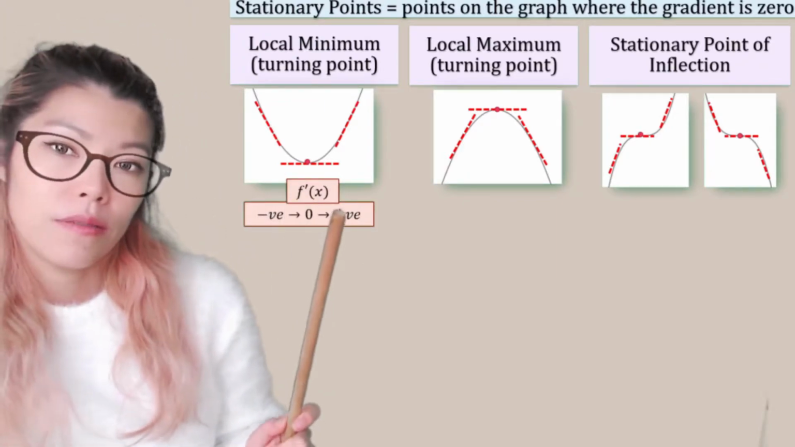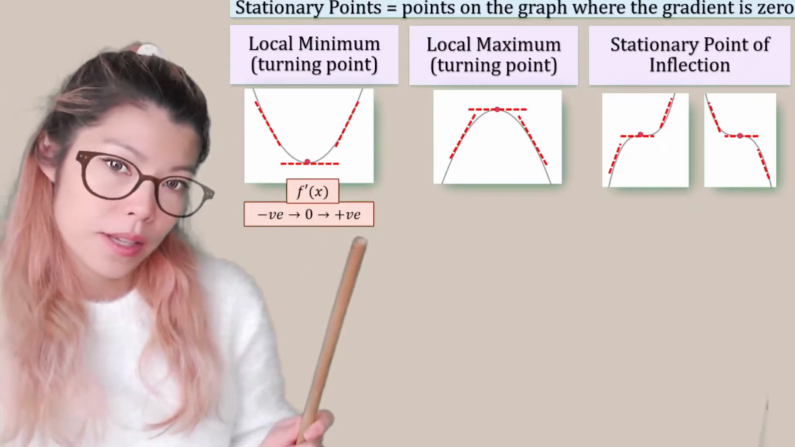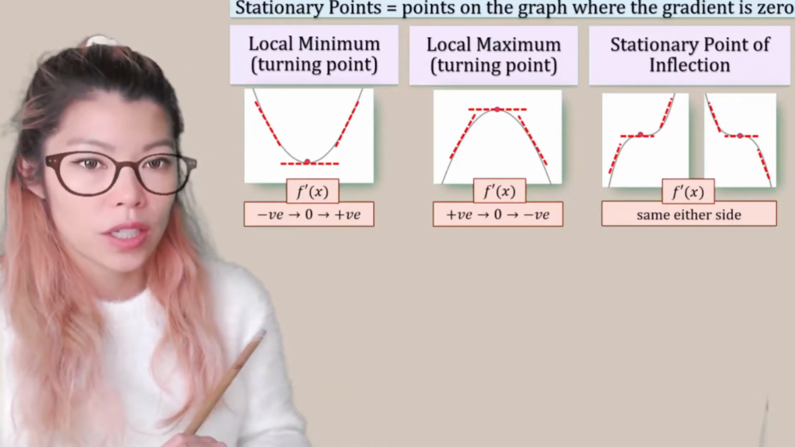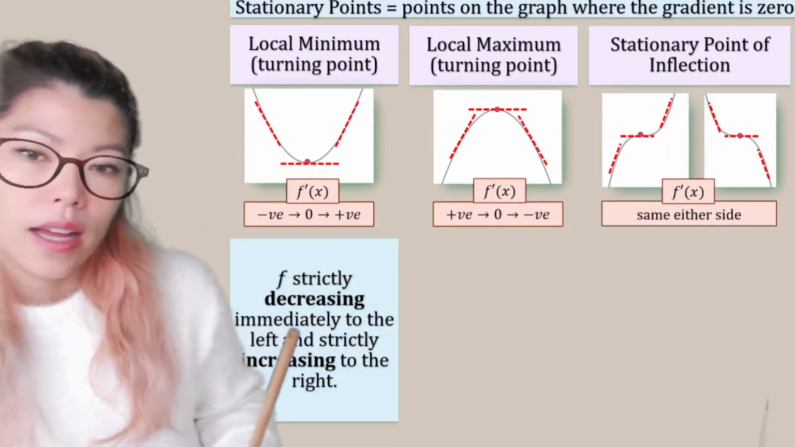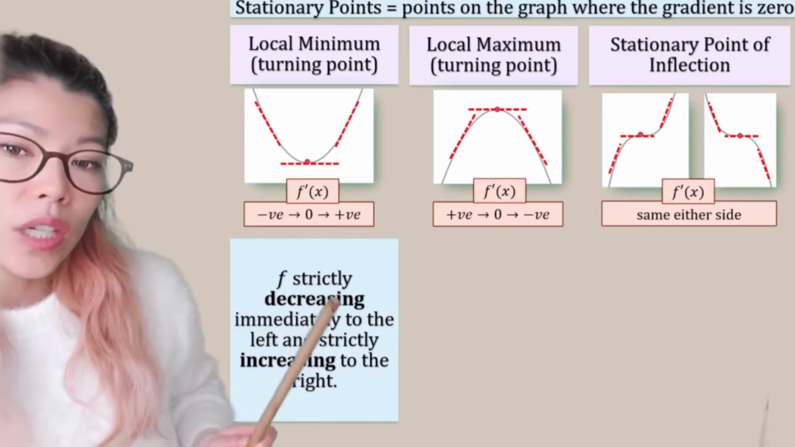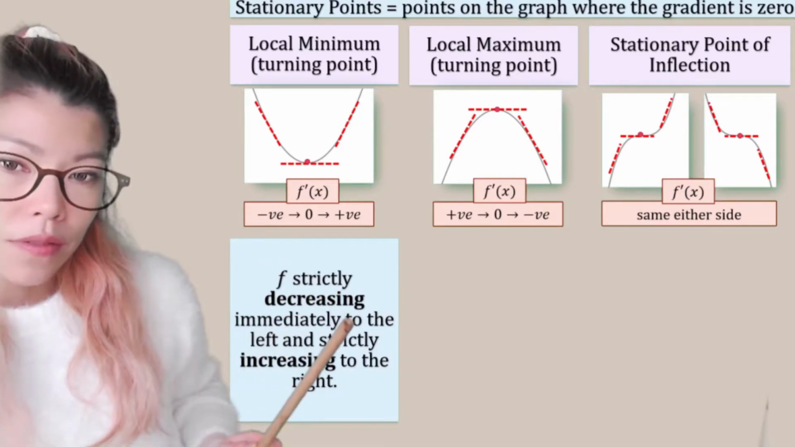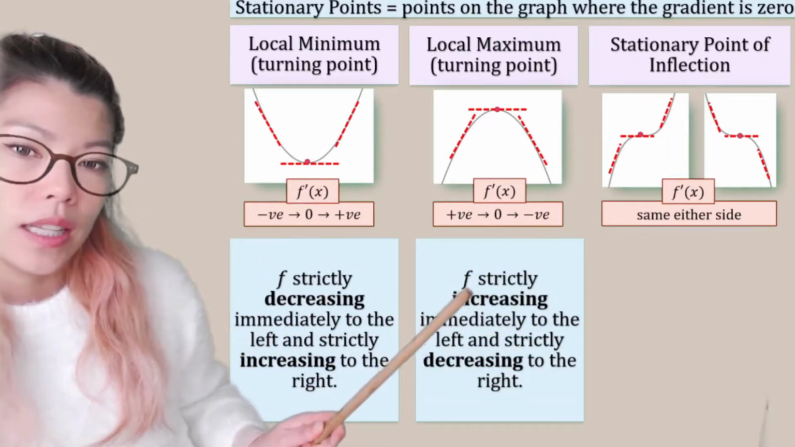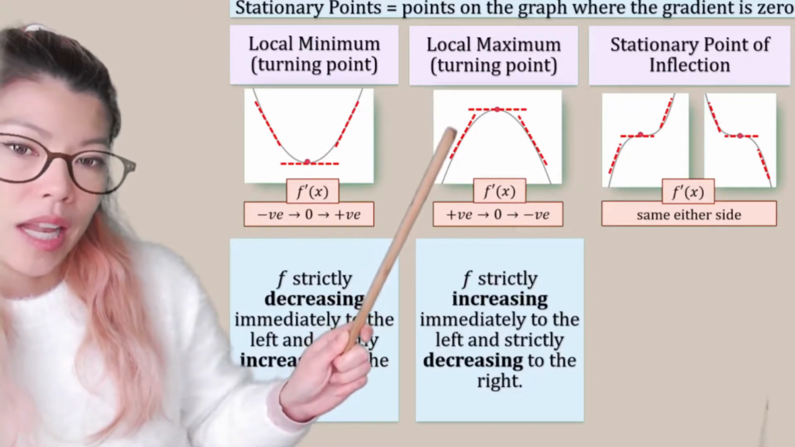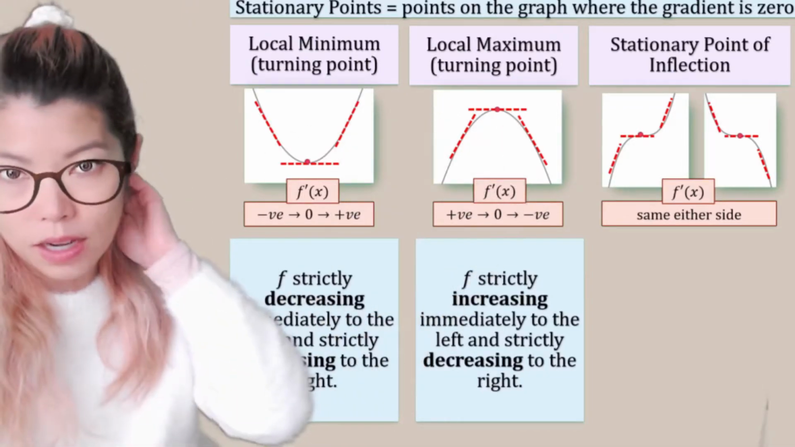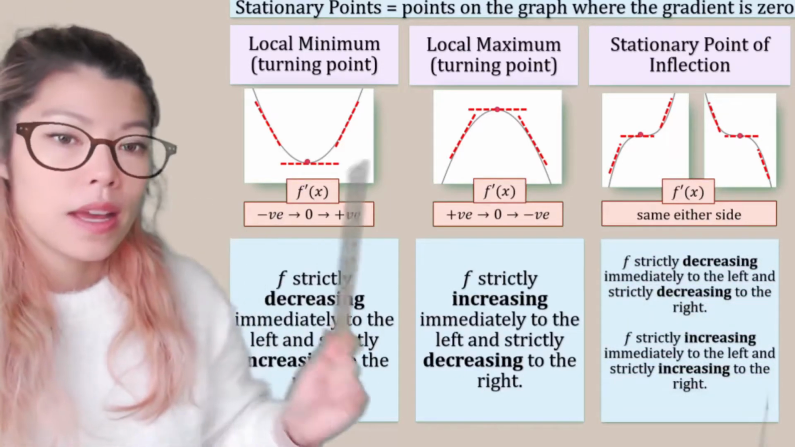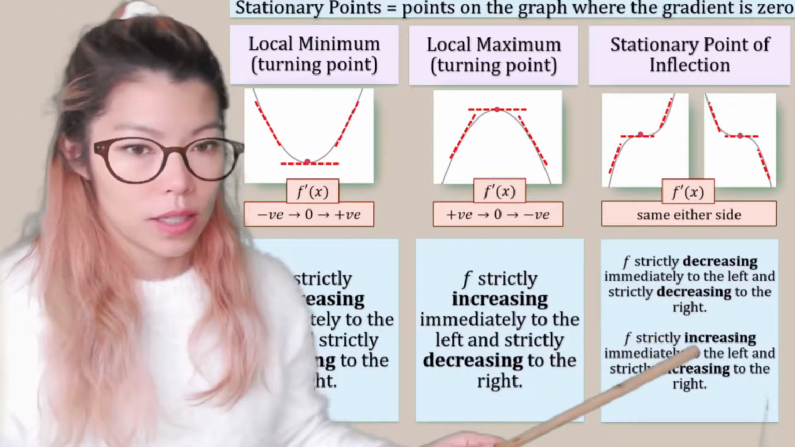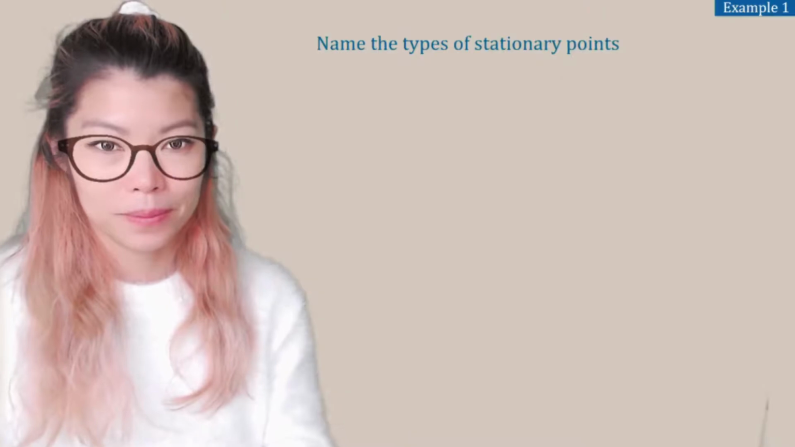Recap: the gradient for a local minimum goes from negative to 0 to positive. For a maximum it goes from positive to 0 to negative, and for a stationary point of inflection it stays the same on both sides. We can describe it by saying the function is strictly decreasing immediately to the left and strictly increasing to the right of a local minimum. The function is strictly increasing immediately to the left and strictly decreasing to the right of a local maximum. And it is strictly decreasing on both the left and right, or increasing on both the left and right, of a point of inflection.